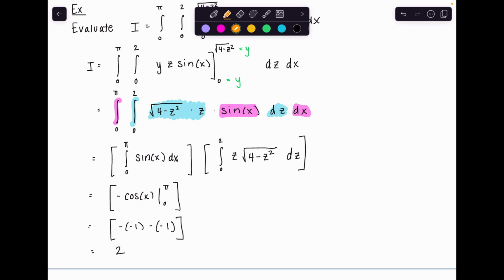When I want to go through this expression, this is going to be a u sub because I have z squared inside the radical. That z will get sucked into that du. So we're going to make the substitution that u is the expression under the radical. So du is negative 2z dz.